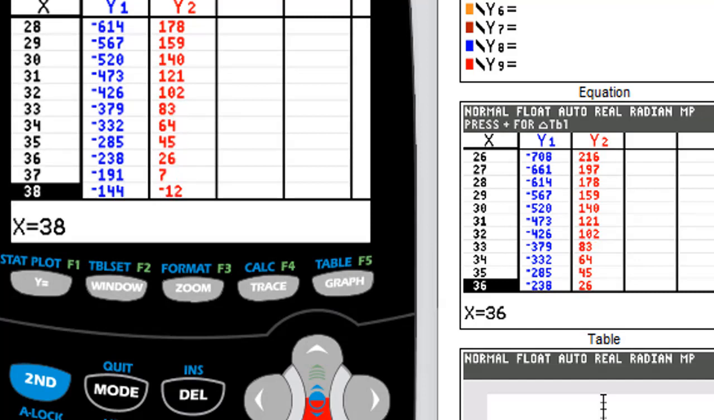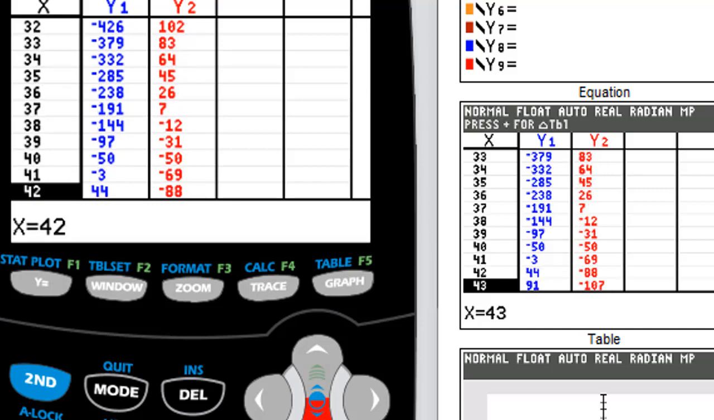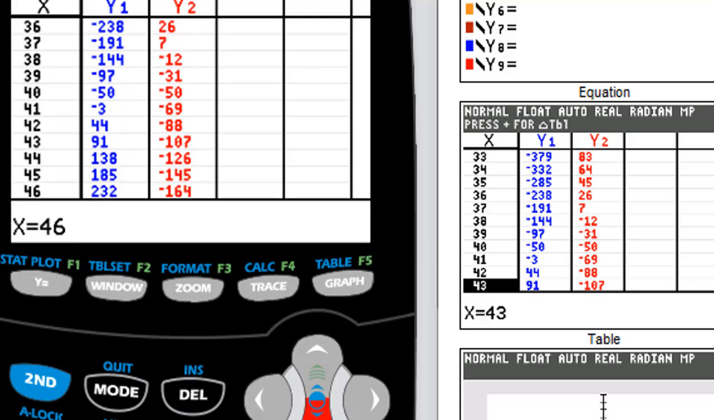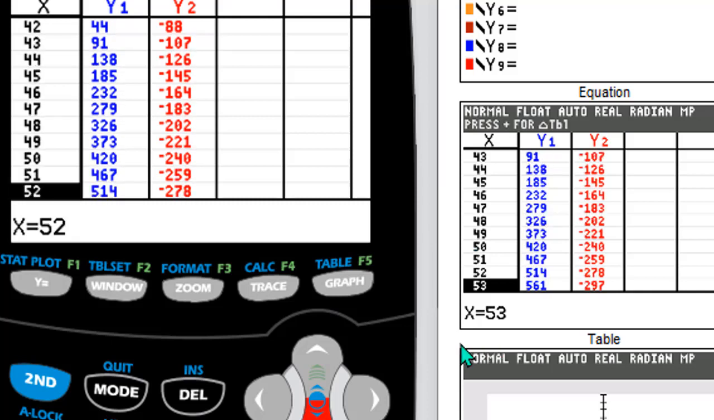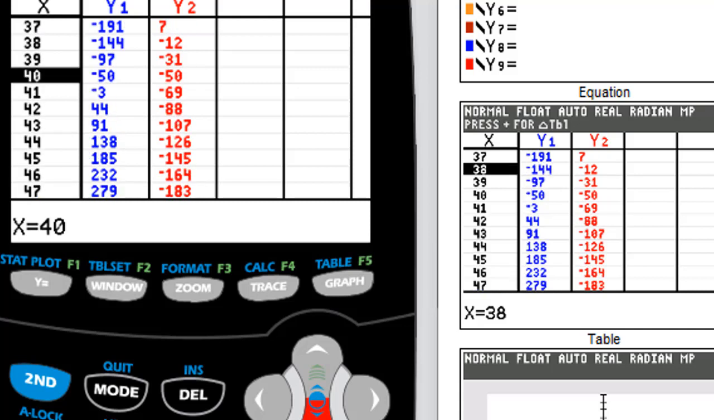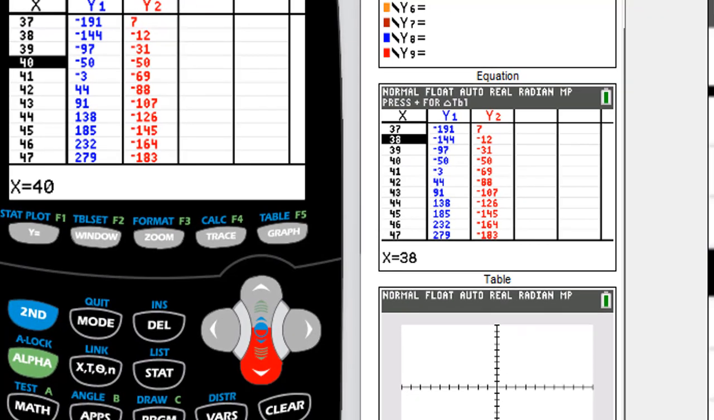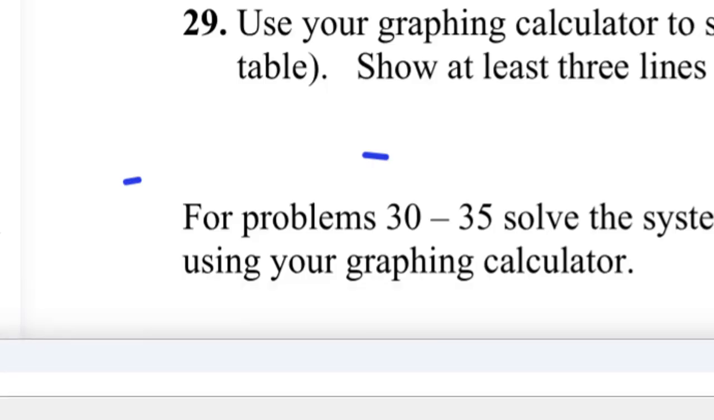We're getting close. Oh, there it is. Uh-oh, I hit the button too many times. But you can see when x is 40, y1 and y2 are both negative 50. Now I hit the button too many times, so I get to pause for a minute. So you can see when x is 40, my y1 and y2 are negative 50, okay? So the intersection occurs at 40, comma, negative 50, all right?